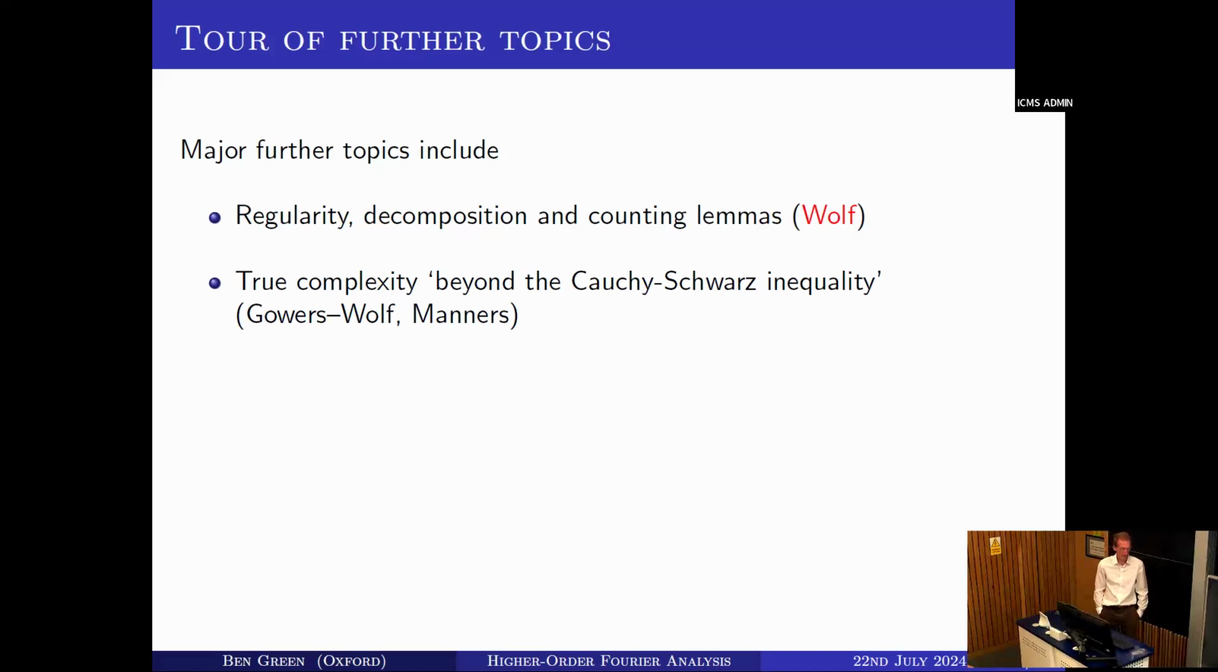There's a lot more to the early part of the story than just the Cauchy-Schwarz inequality. I haven't said anything about that. So that's work of Tim and Julia and work of Freddie about exactly which linear patterns you can control with which norms. There's a really interesting theory there. I don't think anyone's talking about it, which is why nobody's in red here.